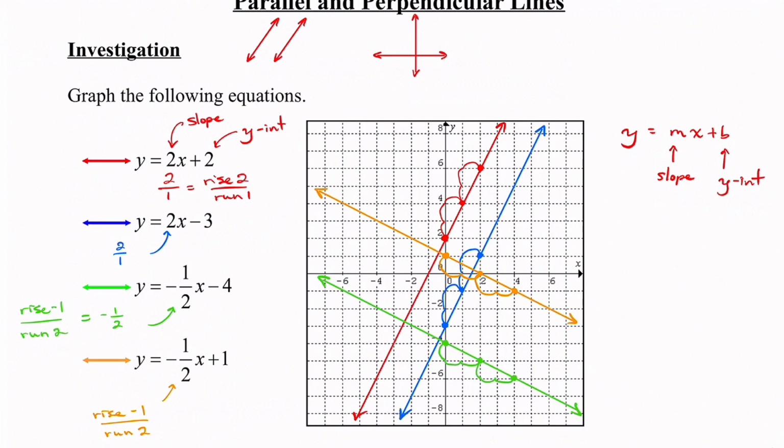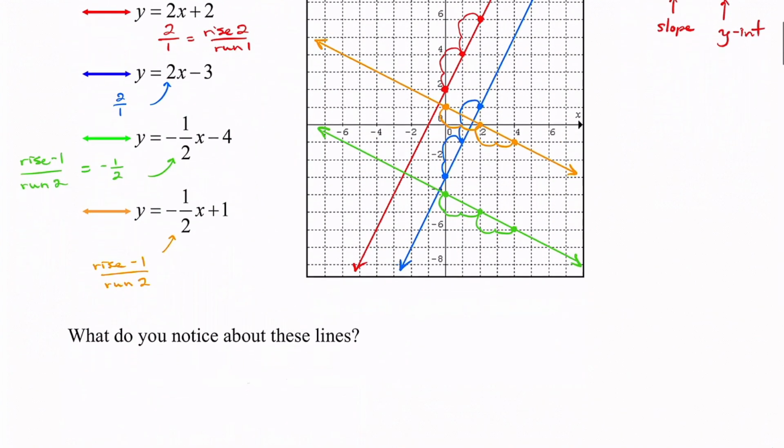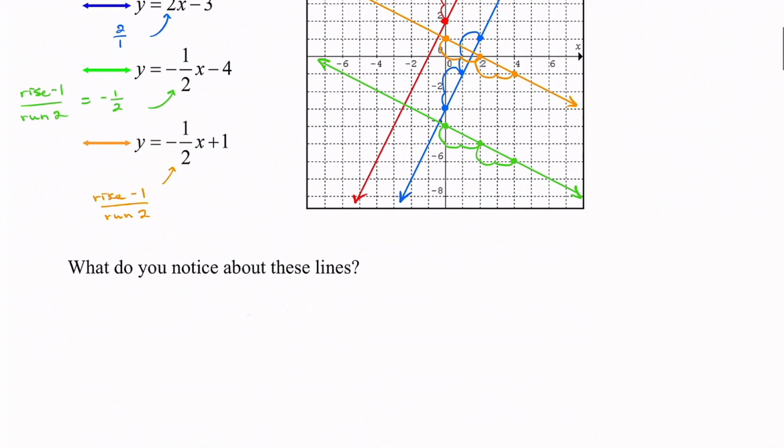So with that green one and orange one, those two seem to have the same slope too. They're pointing in the same direction. But if I would compare them to the red and the blue, it looks like they make a 90-degree angle with the red and the blue one. So we're asked just here at the bottom, what do you notice about these lines? We could say that the red and the blue line are parallel.